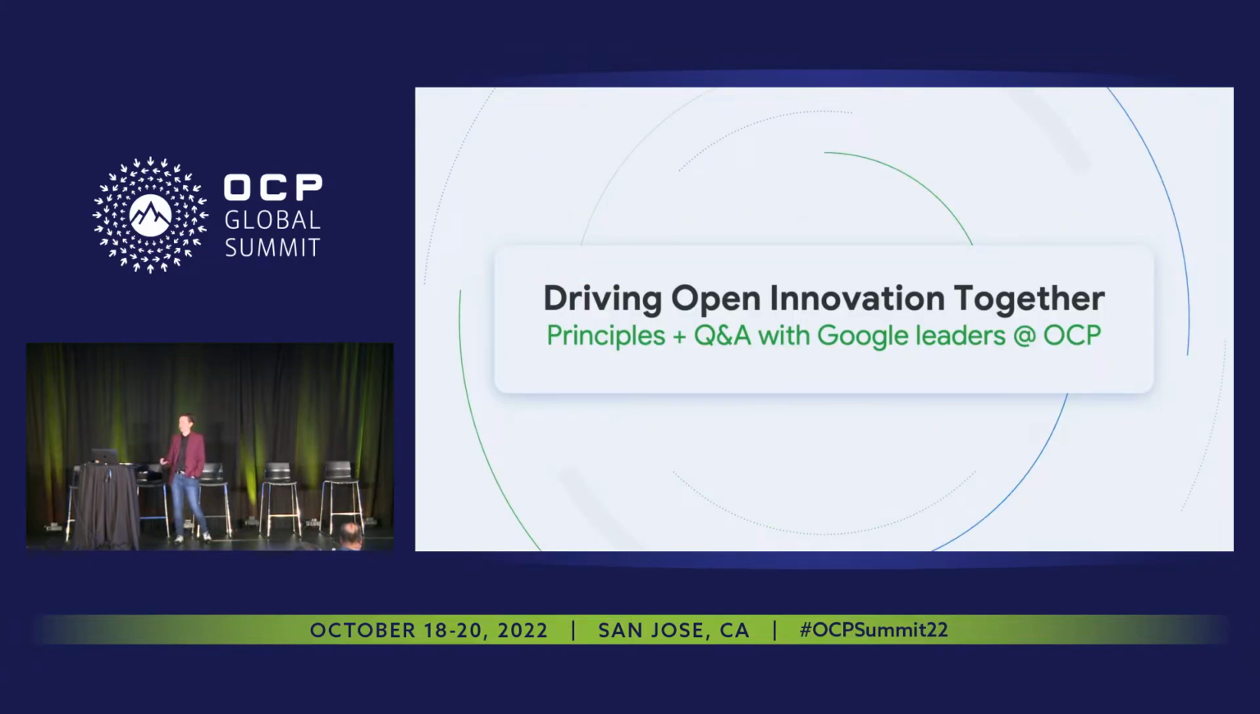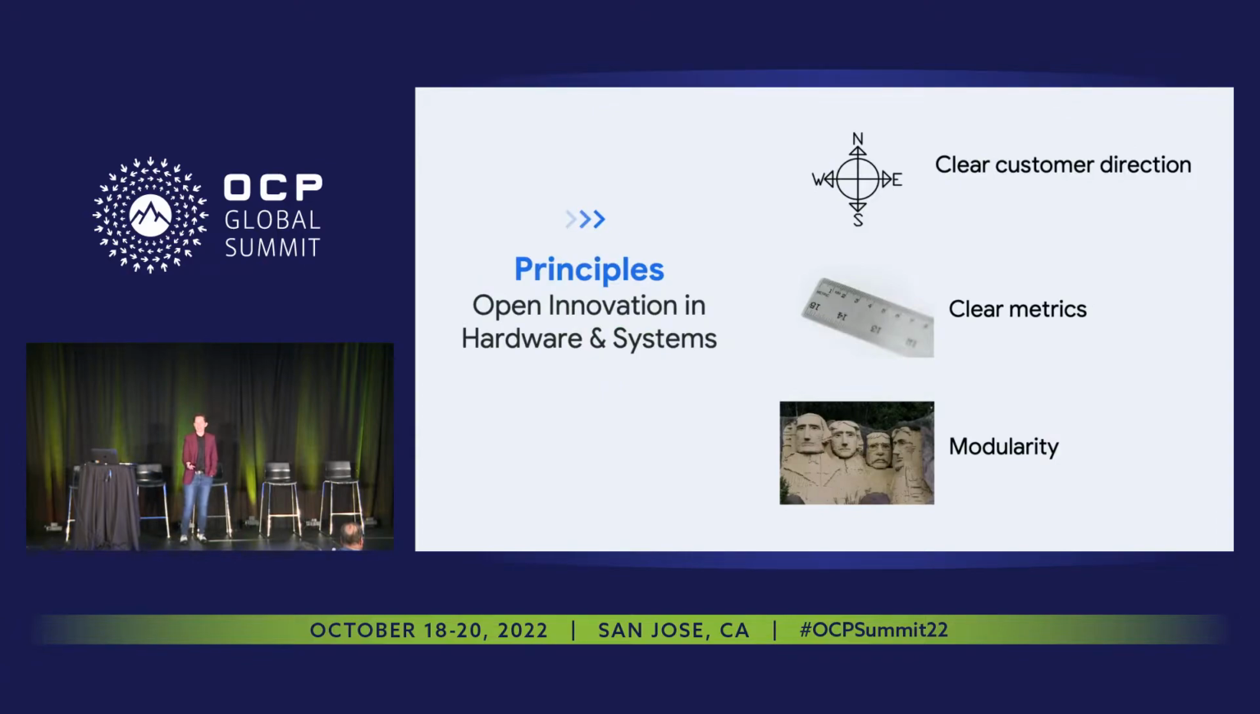So in driving open innovation together at Google, we believe in open ecosystems, and open innovation is really how we have the breakthroughs. And so as you saw this morning in Partha's keynote, we're at a really pivotal moment where, with Moore's law slowing, we're going to have to reimagine how we do server design, how we do custom silicon, how we do data center design, how we do all of these things sustainably. And so if we lean in together and we follow principles of get clear customer direction, have clear metrics, modularity, and really work together, we get that virtuous cycle of the ecosystem pulling together.